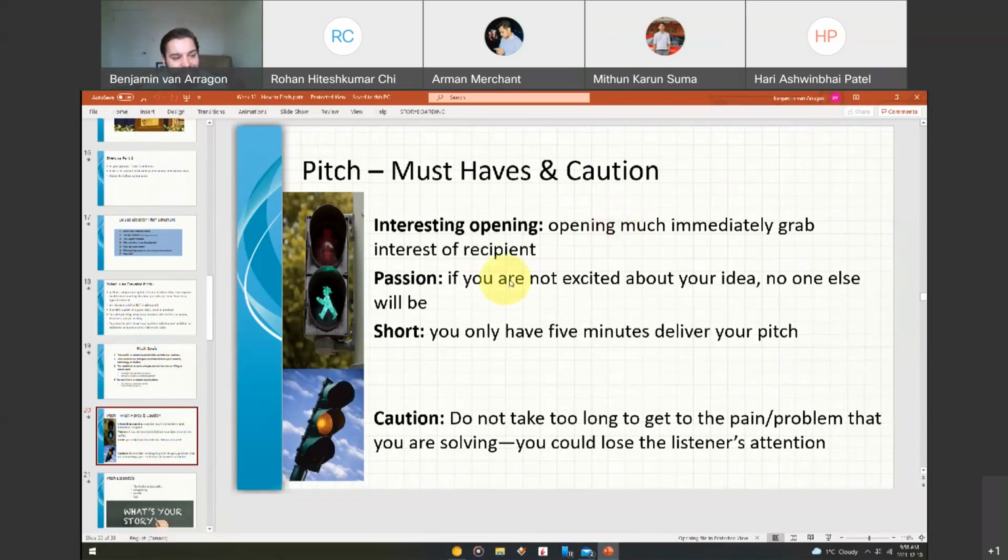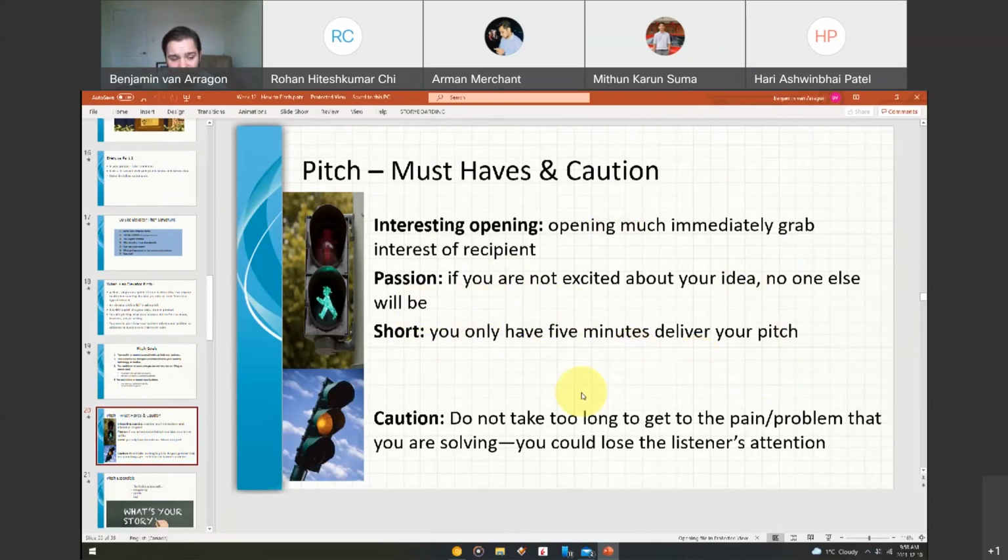If you're not excited or passionate about your idea, no one else will really care. So you need to practice and have something, if you want a physical tool, to hook your audience in and keep it interesting and grab their interest, and then you need to have passion and be excited about what you're talking about. And obviously this is for a 5-minute pitch. You'd only have 5 minutes, or if it's a 90-second pitch, you only have 90 seconds.